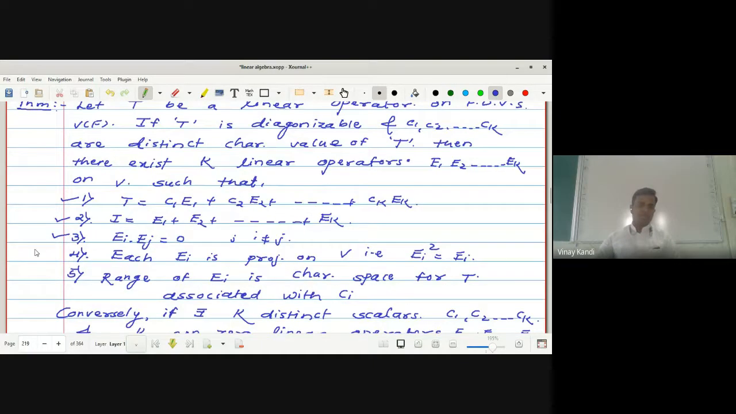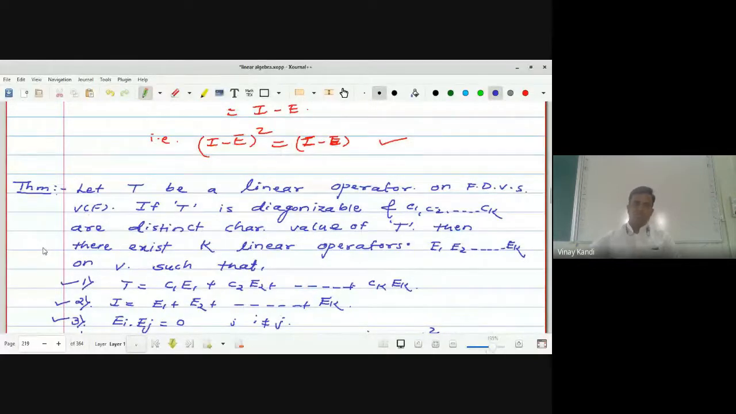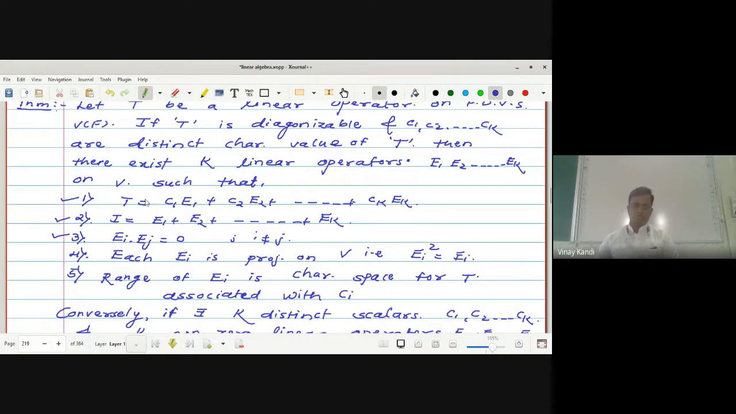Let's see what is given. The first statement: let T be a linear operator on a finite dimensional vector space V over F. If T is diagonalizable and C1, C2 up to Ck are the distinct characteristic values of T, then there exist K linear operators E1, E2 up to Ek on V such that these five conditions hold. If T is diagonalizable, then these five conditions are true, and we have to prove this.